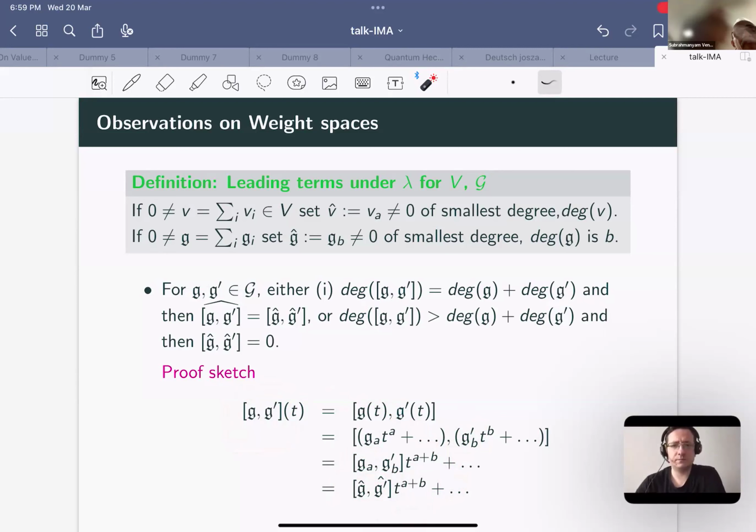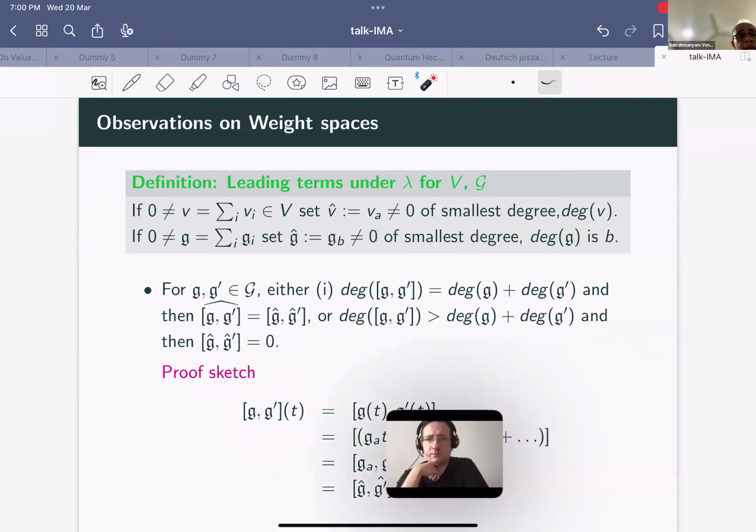So I will need to define what the degree of 0 is. I'll define the degree of the 0 element to be infinity. For this, of course, that is the only other case that I need to worry about. So what we are saying is, I have to just look at the bracket of two terms. If I look at the least degree term that I will get, it's either going to be the bracket of the individual leading terms, or it is going to be 0. So that is important.